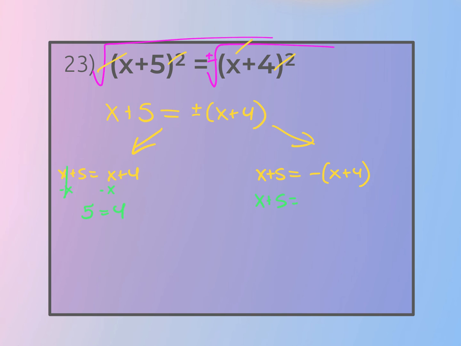X plus 5 would equal negative x minus 4. Add the x. 2x plus 5 equals negative 4. Subtract the 5. Divide by 2. And again, just because one cancels out doesn't mean the whole thing is no solution. You keep the other one. So that negative 9/2 would have been your answer.